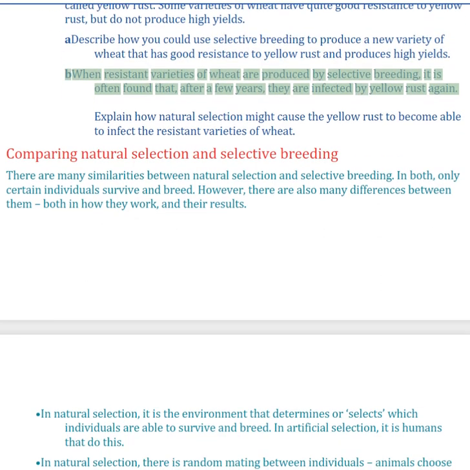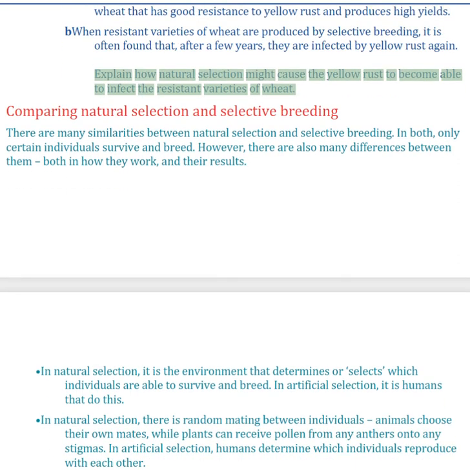B. When resistant varieties of wheat are produced by selective breeding, it is often found that, after a few years, they are infected by yellow rust again. Explain how natural selection might cause the yellow rust to become able to infect the resistant varieties of wheat.